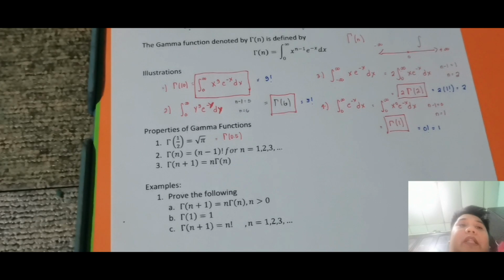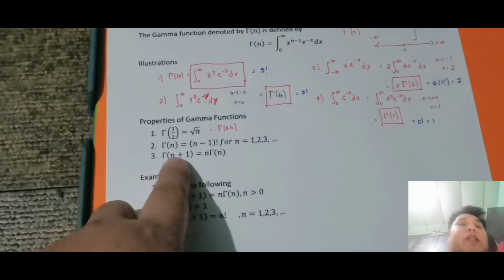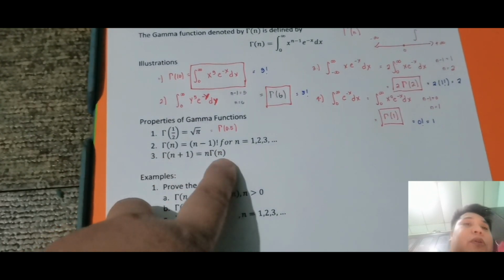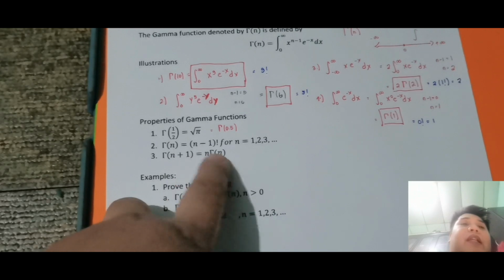So, siyempre, iba yung idea pag hindi na siya natural number. Now, what if hindi siya natural number? This is the next thing. We have the gamma of n plus 1 is equal to n gamma of n. Okay, so again, we have this type. We have the gamma of n plus 1 is equal to n gamma of n.